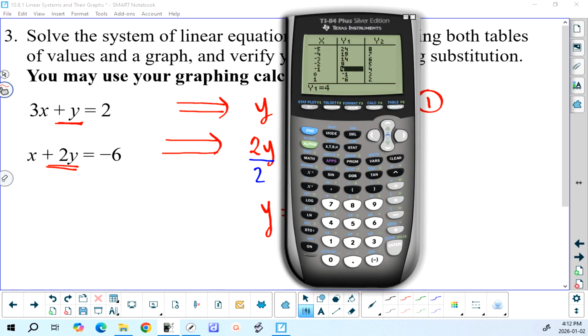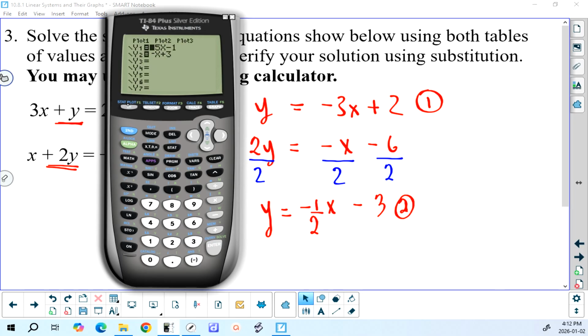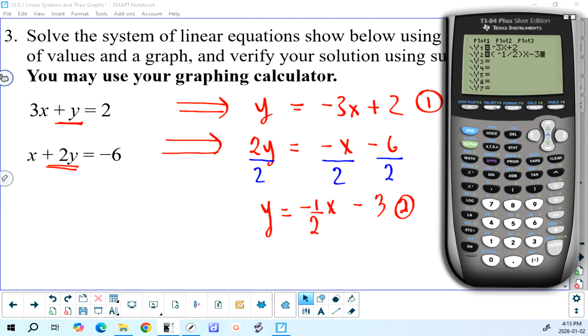I think I'm going to do the tables first. We did the graph first last time. Let's try the tables first this time. So negative 3x plus 2 and negative 1. We've talked about this before, I'm sure of it. You do not need the brackets around the negative 1 over 2, but I like the way it looks better. Negative 1/2 x and then minus 3. Just double check that I'm entering those correctly. Yep.